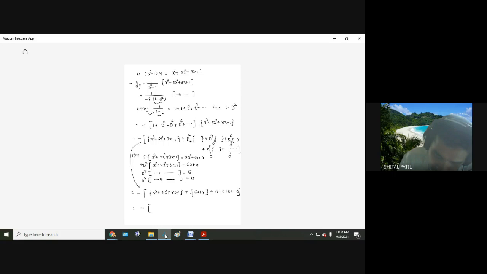So minus of x cube. Add these two? No, not both, there is only one. 2x square, here both are there. 9x and then 5. This is the answer.